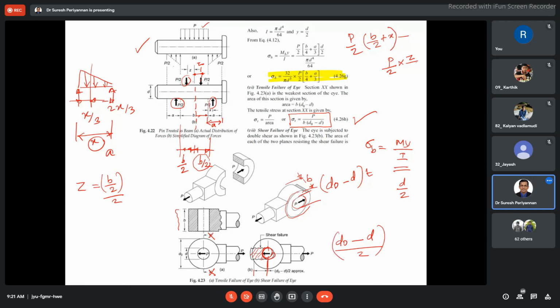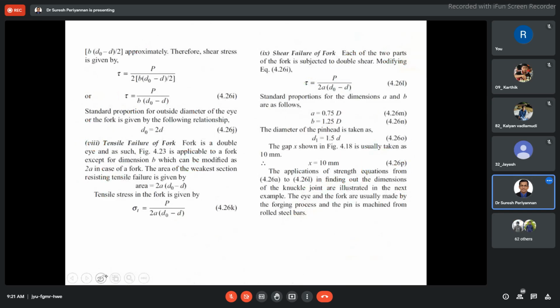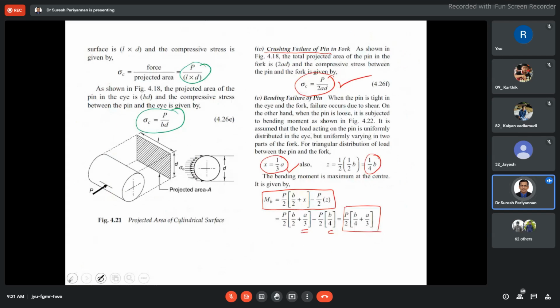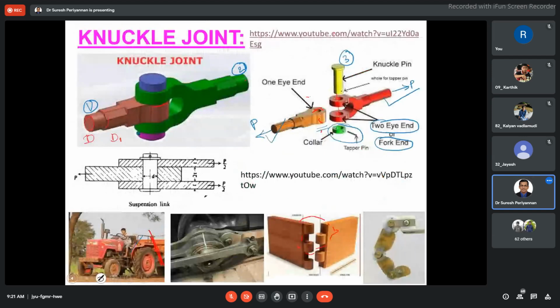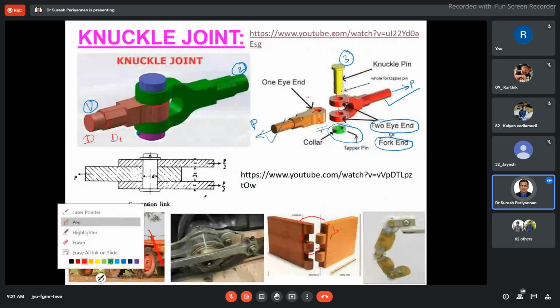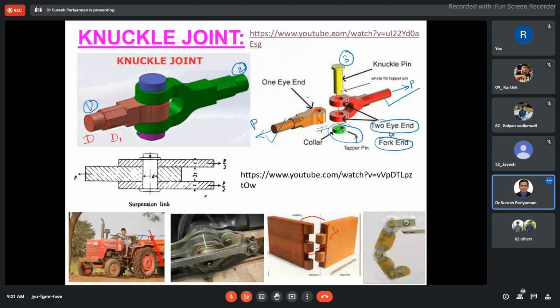And what is this? This is D by 2 into T, sorry, into B. Then this is P, and this is two sides. Shear is going to occur on two sides. How is it two sides? I will show you from the three dimensional view. Whatever shear we have here, similarly the bottom region is going to have shear in the surface.